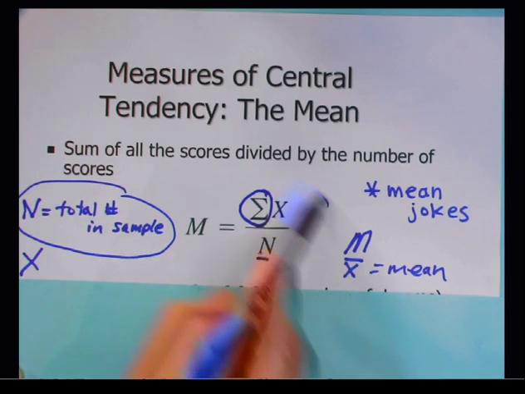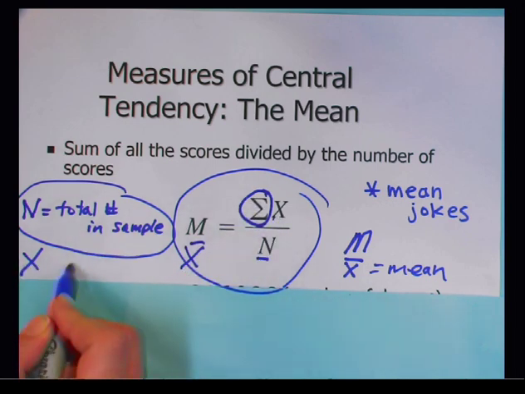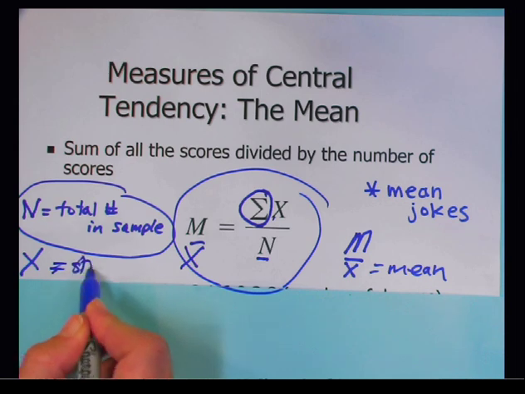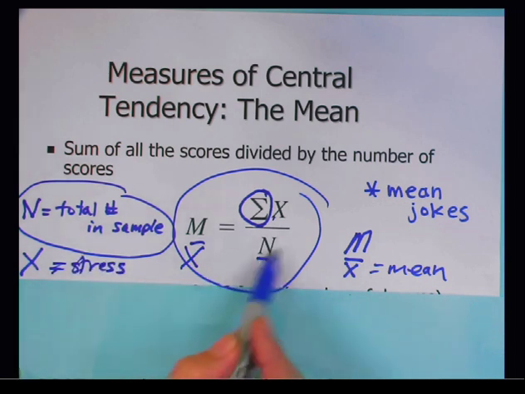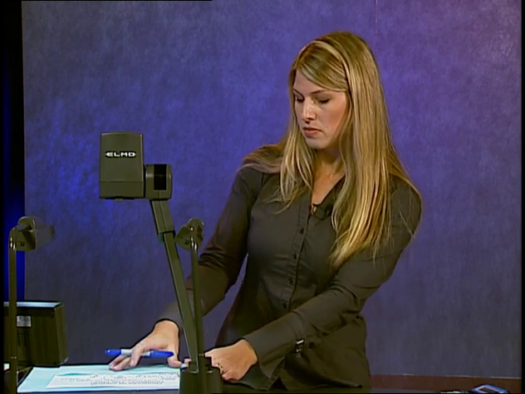So this formula now shouldn't be so scary. It just means the mean, M or X bar, is to add up or sum all of the scores of this variable. For example, stress ratings. You sum every single score, and then you divide by N, the total number of scores you have. Pretty simple. Same thing as your average, your mean. Add up all the scores and divide by the number of scores you have. Easy enough. Let's try it.